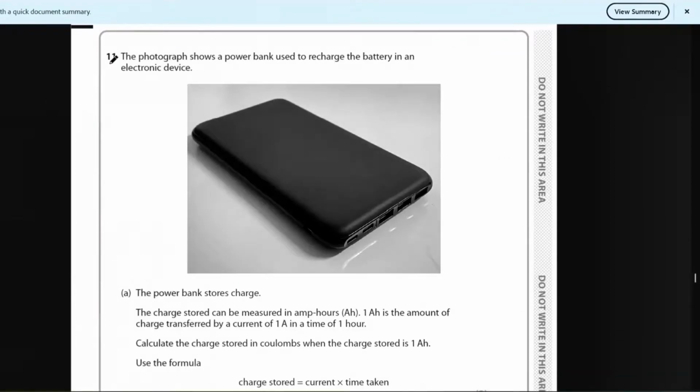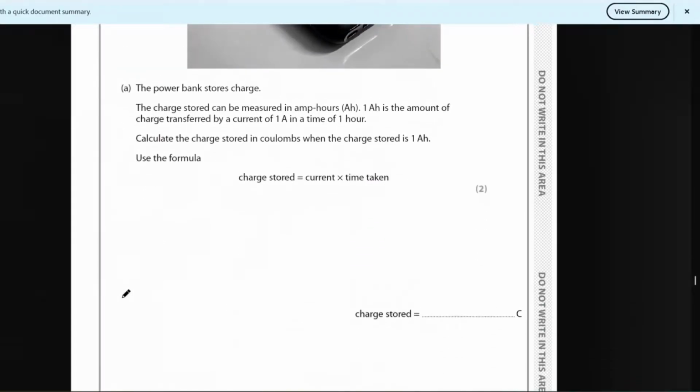Okay, let's look at question 11. The photograph shows a power bank used to recharge the battery in an electronic device. Question A. The power bank stores charge. The charge stored can be measured in amp hours. 1 amp hour is the amount of charge transferred by a current of 1 ampere in a time of 1 hour. Calculate the charge stored in coulombs when the charge stored is 1 ampere hour.